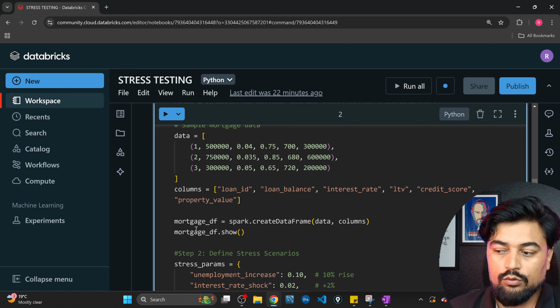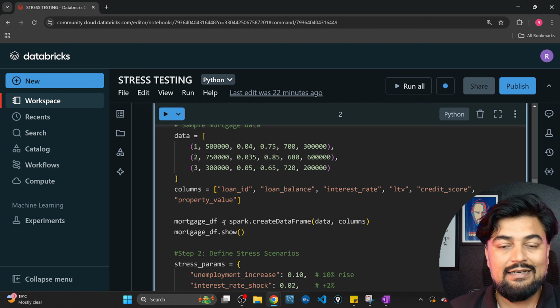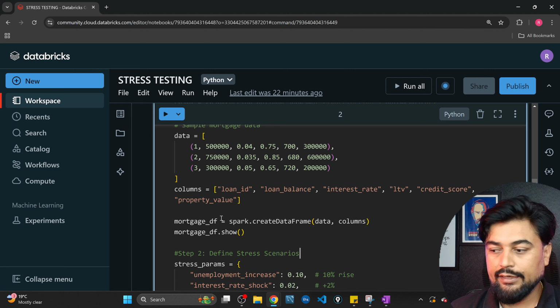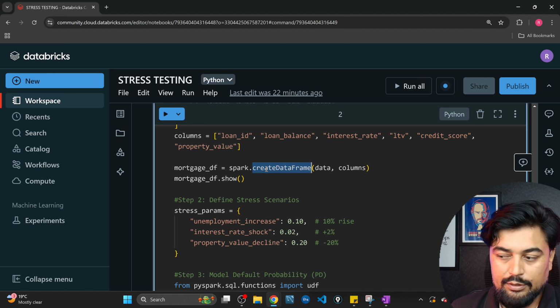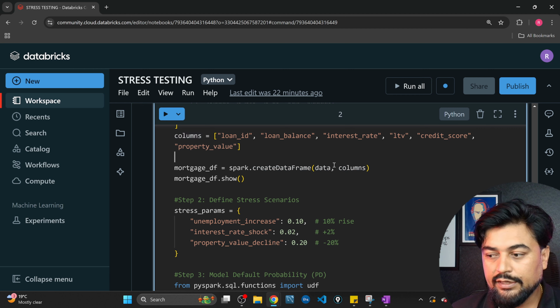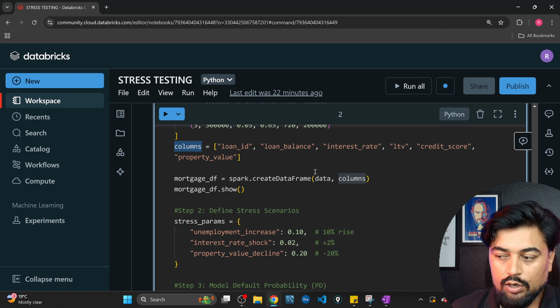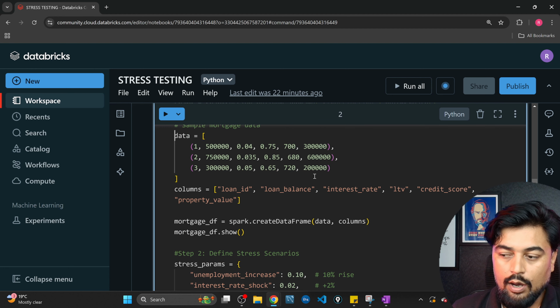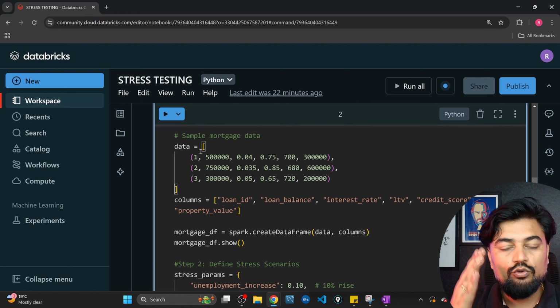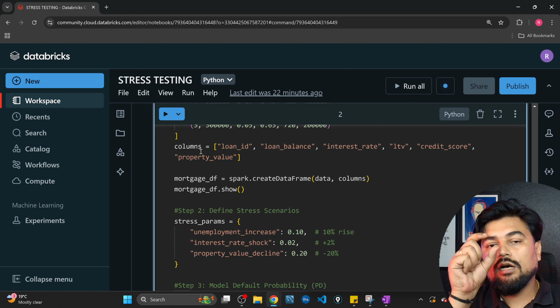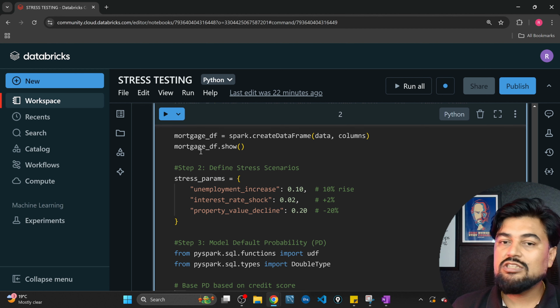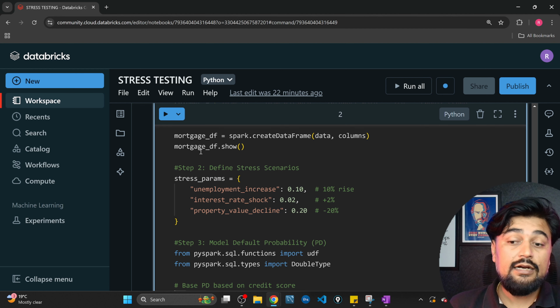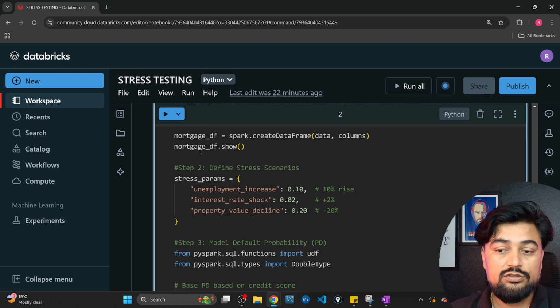After that, you create the mortgage data frame. I am just preparing the data frame using the create data frame option, providing the data and then providing the columns. That is a simple way. Here I created the columns, and if you go up, you have the data. So it will give you the name of each column sequentially. That's the thing which we are doing. So in the first step, you are just preparing the data. There are no calculations which you are performing there.